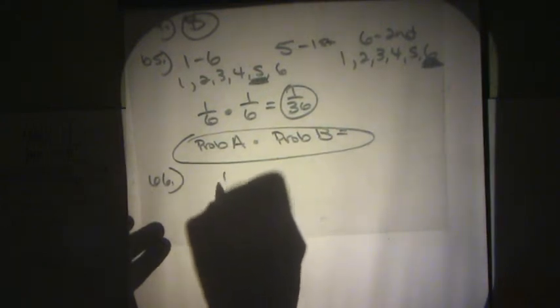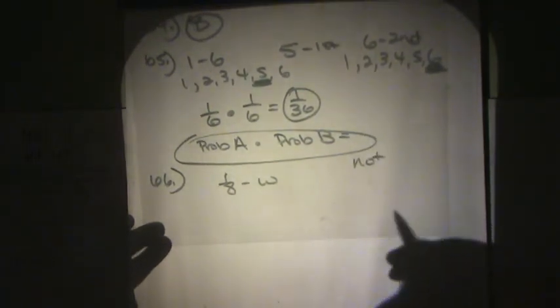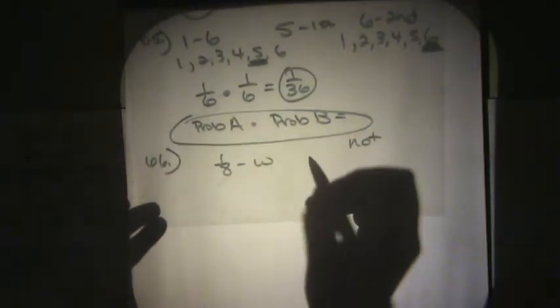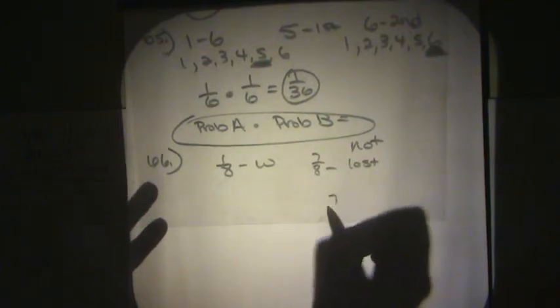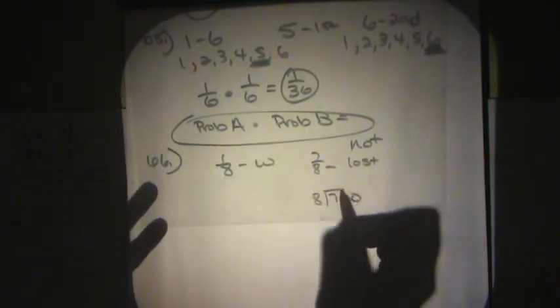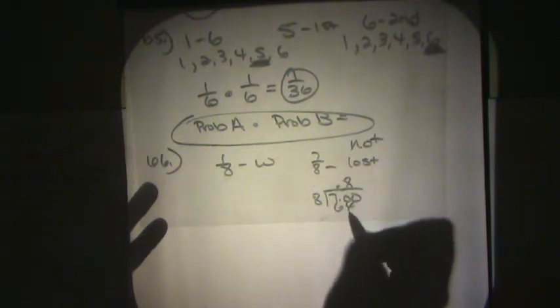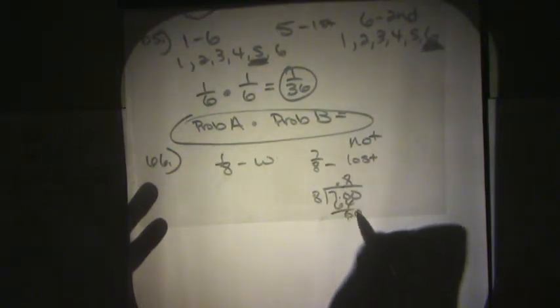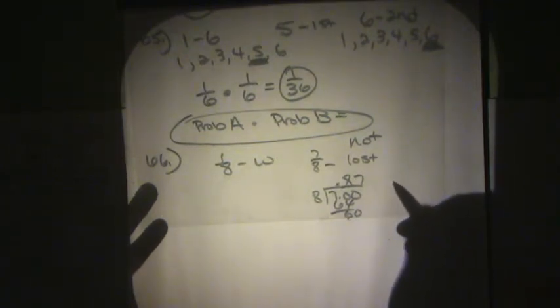Number 66. Lots of people miss this one on the test, and I had one really, really similar to this. 1 out of 8 is a winner. What's the probability of it not being a winner? Well, 1 out of 8 is a winner. So that means 7 out of 8 lost. And 7 out of 8 would be 7 divided by 8. 8 is 64. So 87%, which would be C.